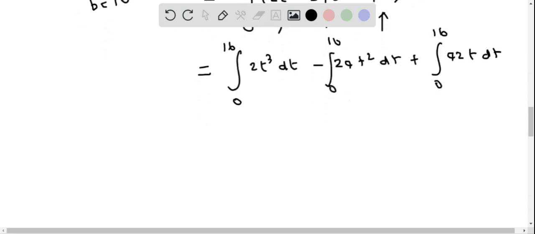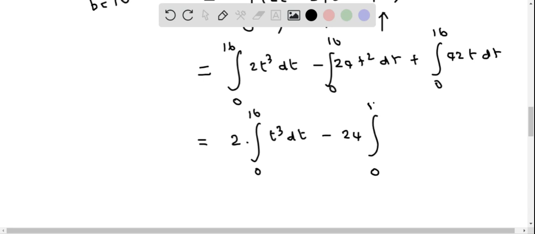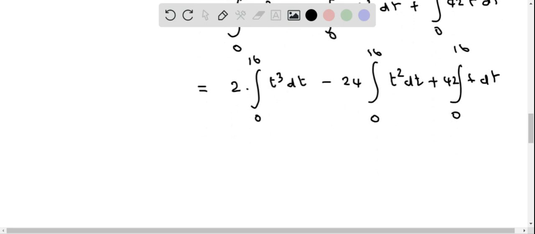When you do that, we apply the power rule of integration. 2 is basically a constant, so we can take it out of the integral and just integrate only the t cube like this. And similarly for the other integrations, we can factor out the 24 and write this as 0 to 16 of t square, plus 0 to 16 of 42 times t dt. Now we can apply the power rule. Remember that when you integrate x to the power n dx with respect to x, this is equal to x to the power n plus 1 divided by n plus 1. So we are going to use this formula.